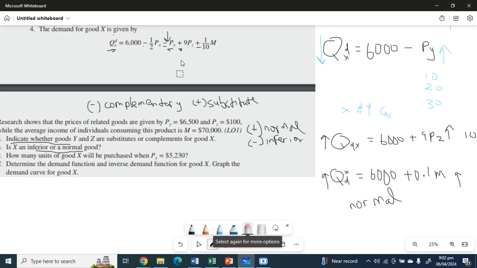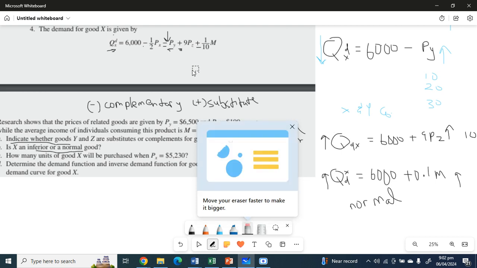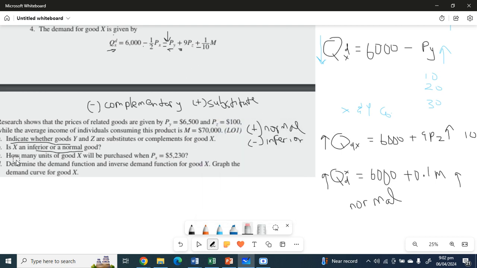Yes, so we can proceed. If there are no questions, we can proceed. How many units of good X will be purchased when PX equals 5,230? So first thing we need to do is put PY equals 6,500, PZ equals 100, and M equals 70,000. First we simplify our demand function.